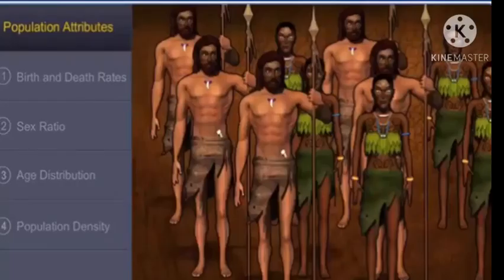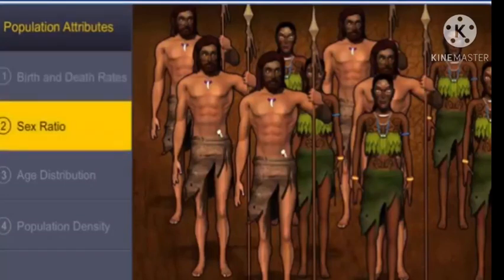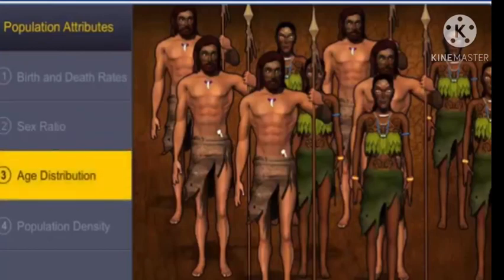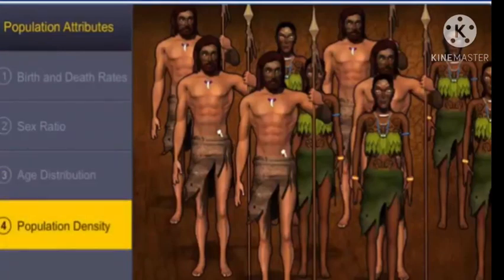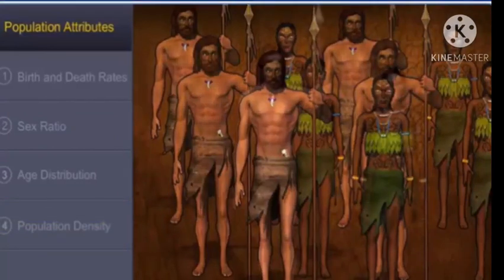Interestingly, a population has certain characteristics or attributes such as birth and death rates, sex ratio, age distribution, and population density, which are statistically measured. However, these attributes cannot be calculated for individual organisms.